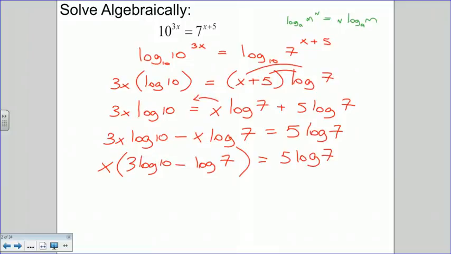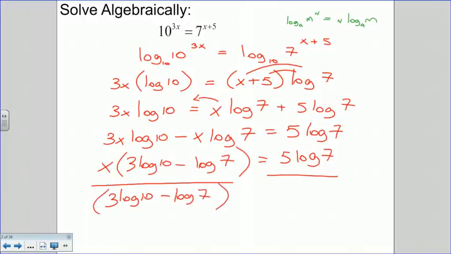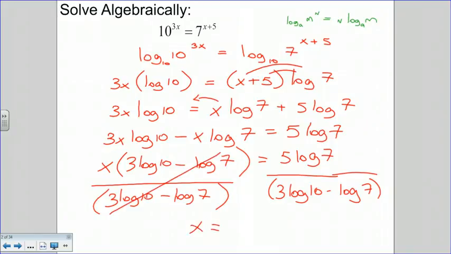Okay, so now I factor out an x. I can divide both sides by what I'm multiplying x by. I can divide both sides by 3 log 10 minus log 7. Divide both sides by what I'm multiplying by. Okay, so this cancels. I'm left with x equals whatever this becomes. And this is a calculator question. I need to use a calculator to simplify this.